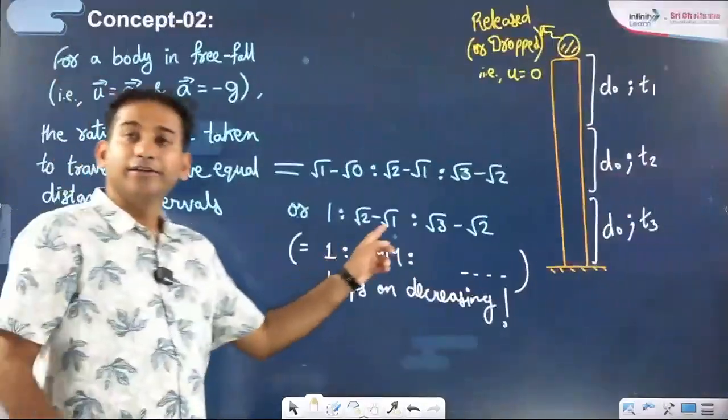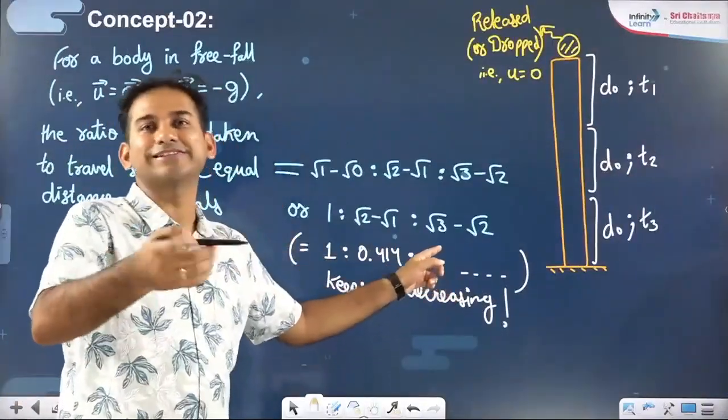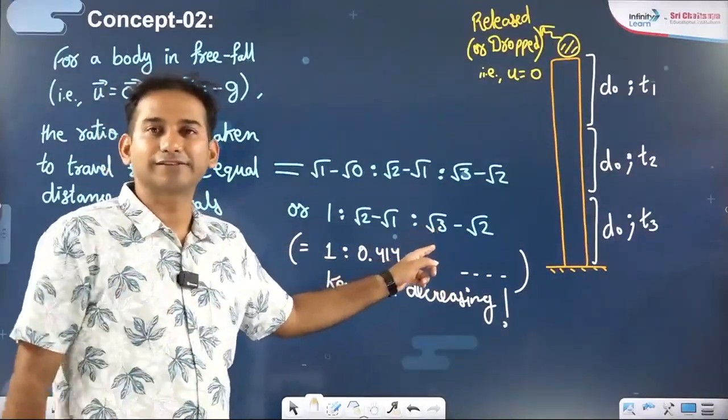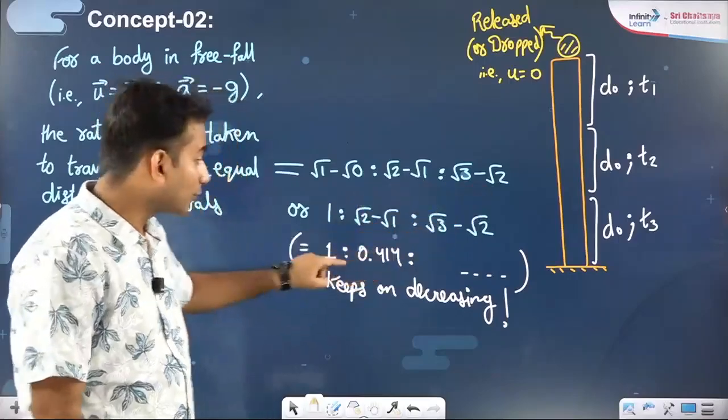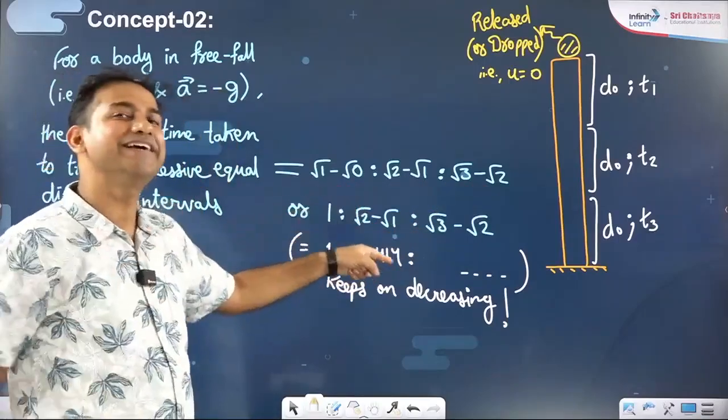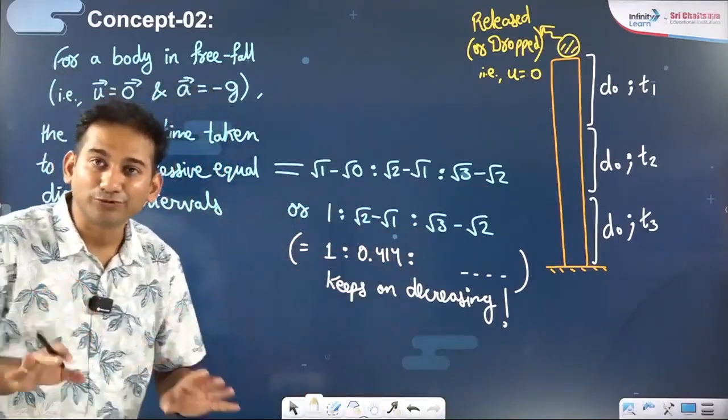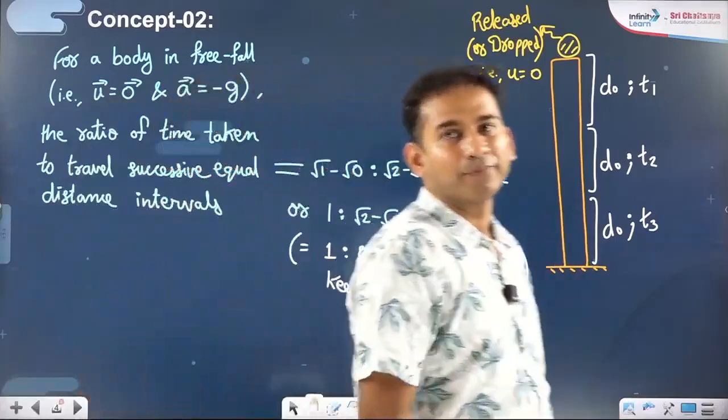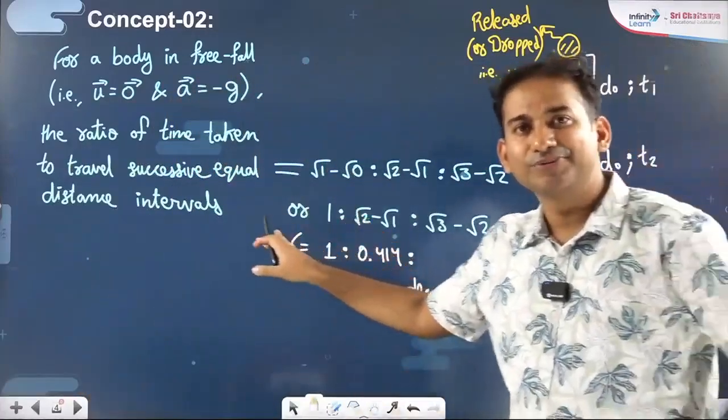Similarly, here, the time taken to travel equal distance intervals, because the body is getting faster, will keep on reducing. And what is the ratio? Galileo already gave that, right? Proof is not required. I hope the logic is clear to you.